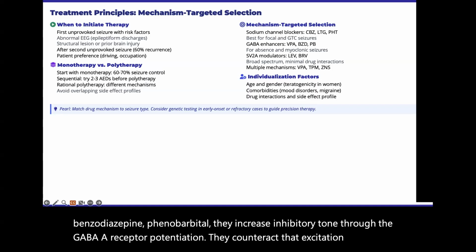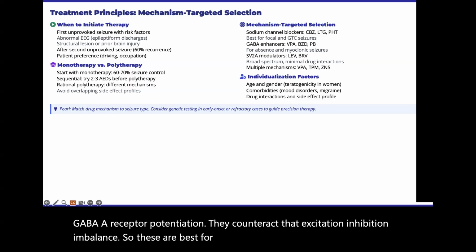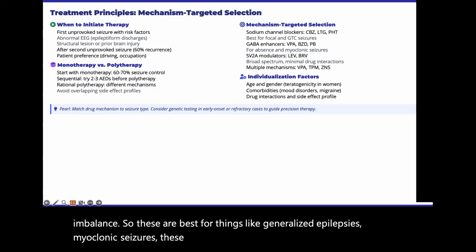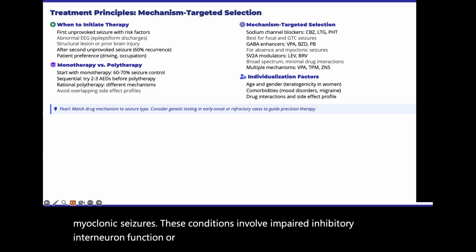So these are best for things like generalized epilepsies and myoclonic seizures. These conditions involve impaired inhibitory interneuron function or excessive thalamocortical excitability.